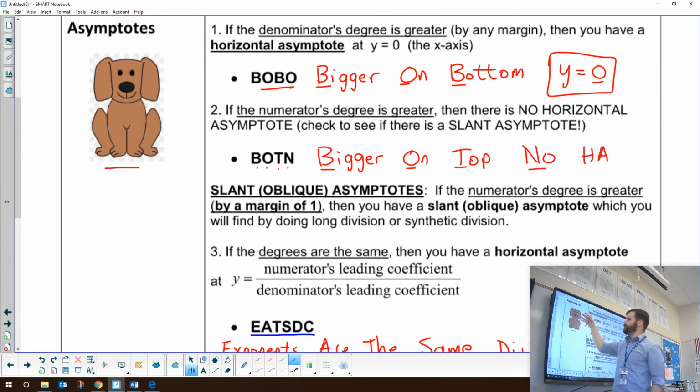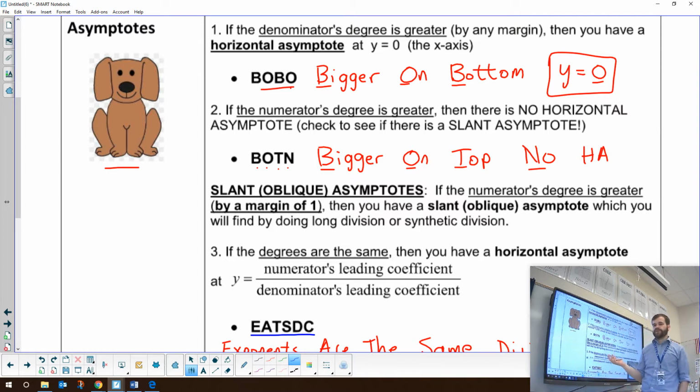That dog's name is Bobo Button. That dog likes, as all dogs like, to eat dog chow. And so that's where EATS DC, eats dog chow, comes in. It's silly, but it helps us remember it. Okay, now that's how we find horizontal asymptotes.